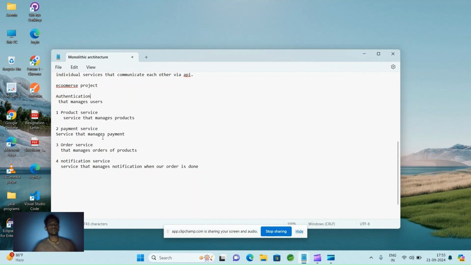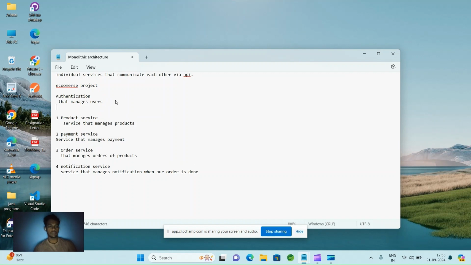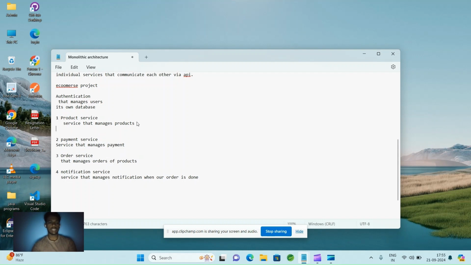product services separate, payment services separate, order services separate, and our team members develop it separately and deploy it separately. So each service has its own database. The authentication service has its own database. Product service has its own database. And that's all. Payment service, order service, notification service each has its own database.